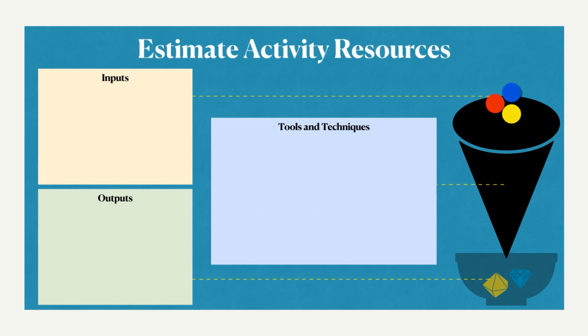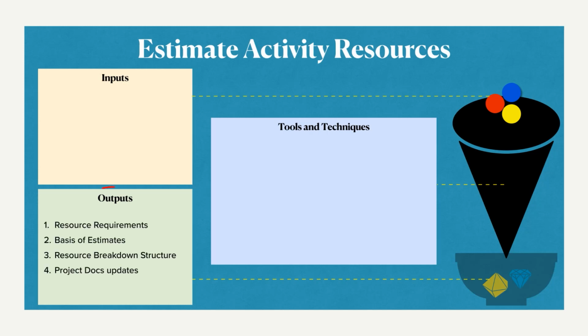Moving on, estimate the activity resources. Keep in mind that this is also not done throughout the process, but it is done at set intervals. So this is similar to the other estimating processes, like the cost estimation. We do similar estimating activities. So let's see the outputs.